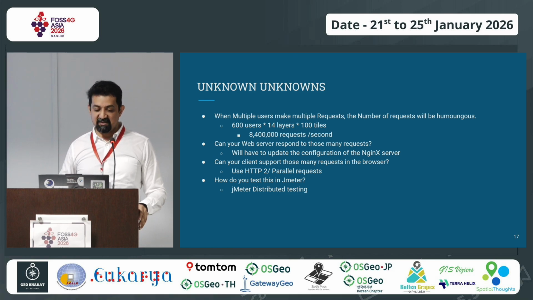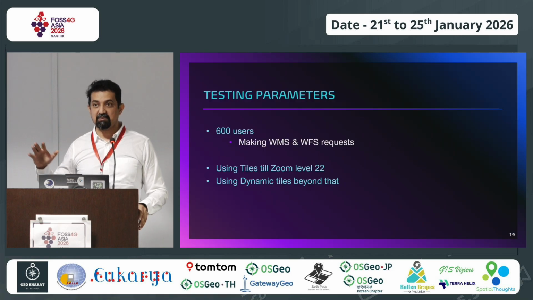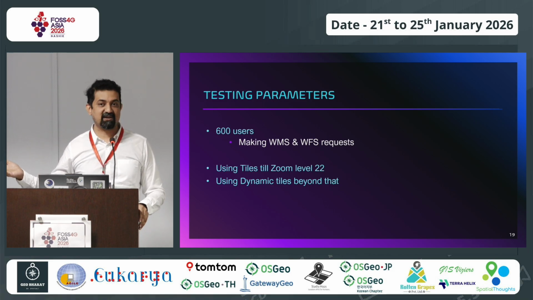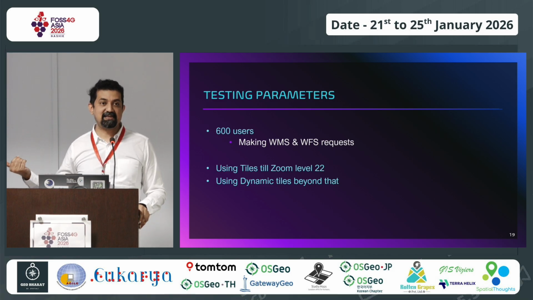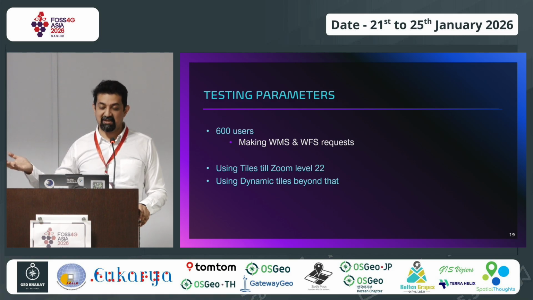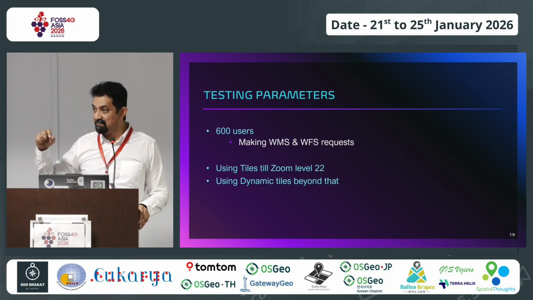After doing all of this, what are the results of the application? So again, the testing parameters which we said is, we have 600 users making WMS and WFS requests. We are using some WFS requests because the user wanted the geometry somewhere. Then we also were using cache tiles till zoom level 22, and then we were using dynamic tiles beyond that. That is, the tiles were not cached in advance. Only when the user made requests for them, that is when those tiles were created.